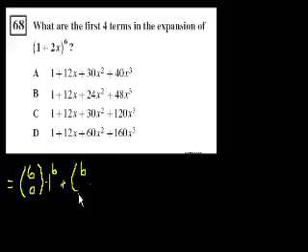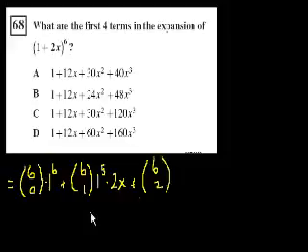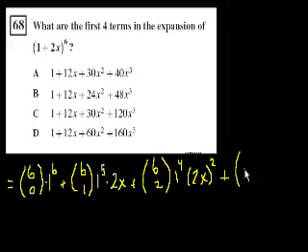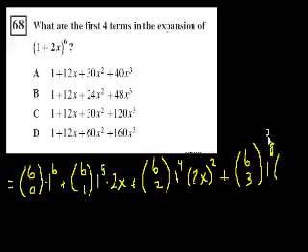Plus 6 choose 1. And actually, we'll probably just have to figure out the third term because that's the only time where they start to change. 6 choose 1 times 1 to the 5th power times 2x to the first power, plus 6 choose 2 times 1 to the 4th times 2x squared, plus, they want the first 4, so let's do the last one, 6 choose 3 times 1 to the 3rd times 2x to the 3rd. You have to decrement the 1 every time.